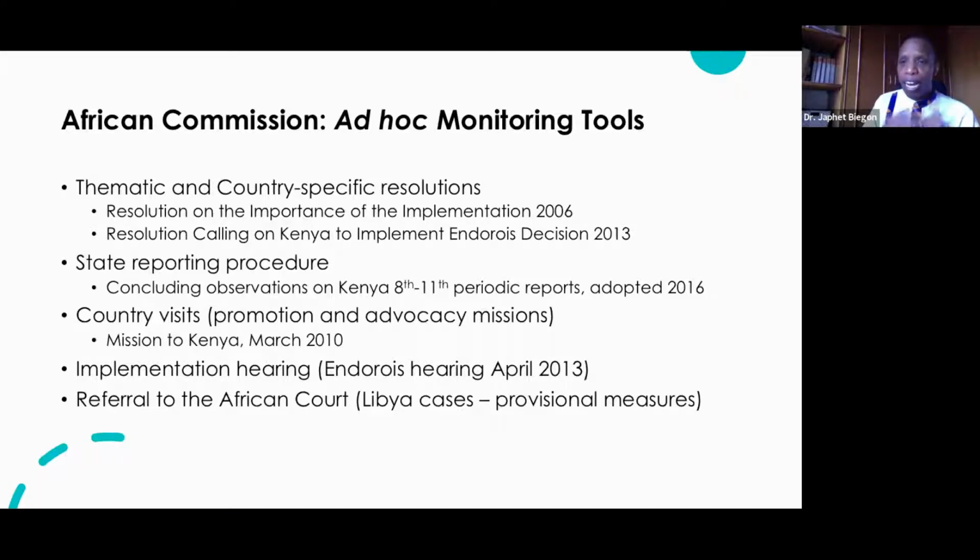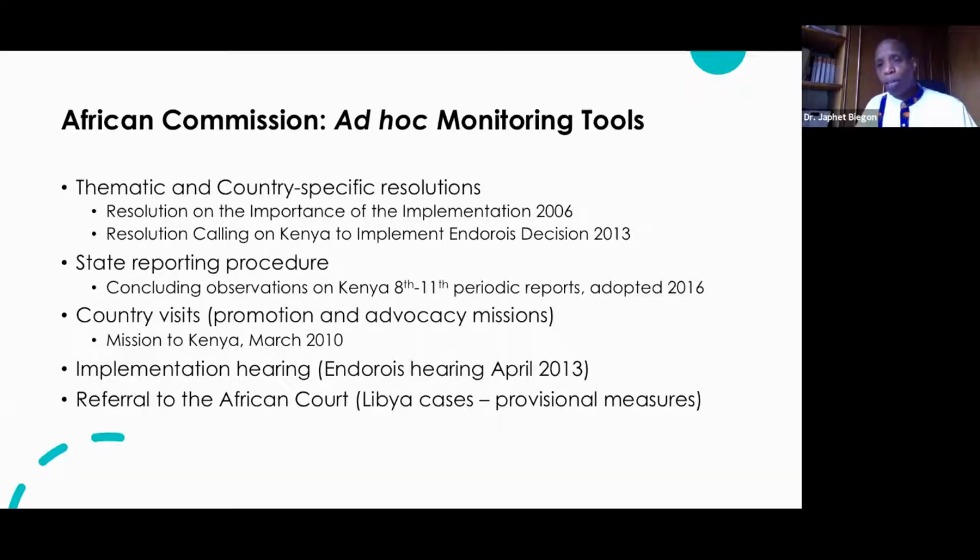You'll find there a line that asks Mauritania about compliance with a previous decision of the African Commission. The same applies to the concluding observations on the 8th to 11th periodic report adopted by the African Commission in 2016.